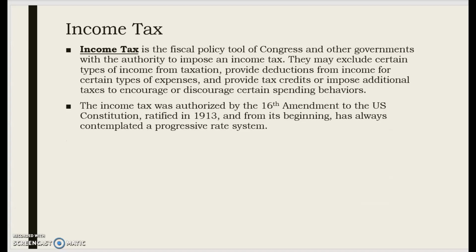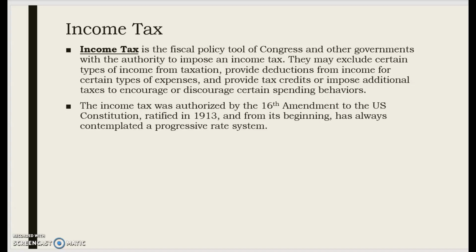Income tax was established in 1913 by the 16th Amendment to the Constitution, and it is the fiscal policy tool of Congress and other governments with the authority to impose an income tax. A lot of states impose income tax. They can exclude certain types of income from taxation. They can provide deductions from income for certain types of expenses. They provide tax credits, and they impose additional taxes to encourage or discourage certain spending behaviors. That's the whole notion of fiscal policy.